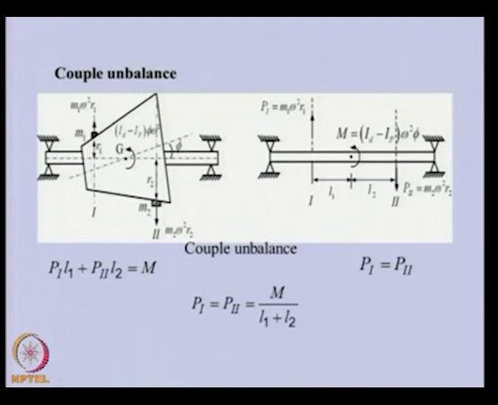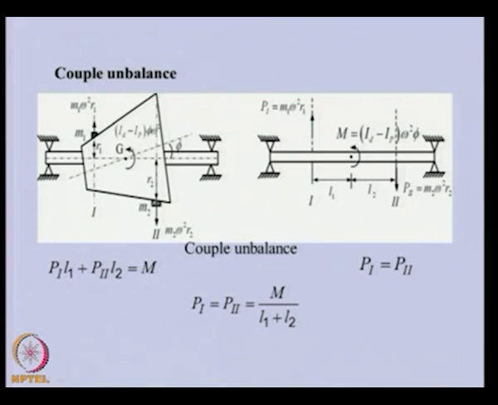Now, couple unbalance, in which the center of gravity of the rotor is at the rotating axis, but the rotor is tilted by some amount, by some angle. So, this will give a couple which will be equal to (I_d minus I_p) times the tilting angle times omega square. Basically, I_d is the diametral mass moment of inertia of the rotor, I_p is the polar mass moment of inertia of the rotor, omega is the spin speed of the rotor, and phi is the tilting angle of the rotor. So, because of this tilting, there is a couple acting.